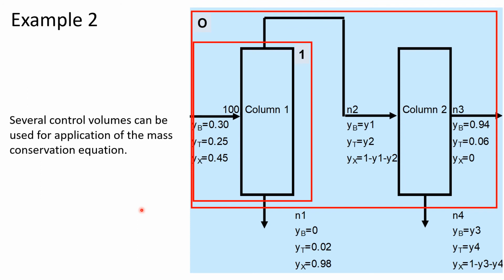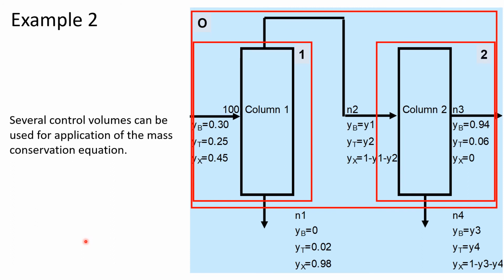A second choice for a control volume is a control volume labeled 1 here, around just column 1. For this control volume, there are 3 streams that pass across its boundary. The first is the feed to the column, the second is the top product from this first column, and the third is the bottom product from this first column. We don't need to know anything about the flows or compositions for the streams that come out of the second column in order to solve the species conservation of mass equations for the first column.